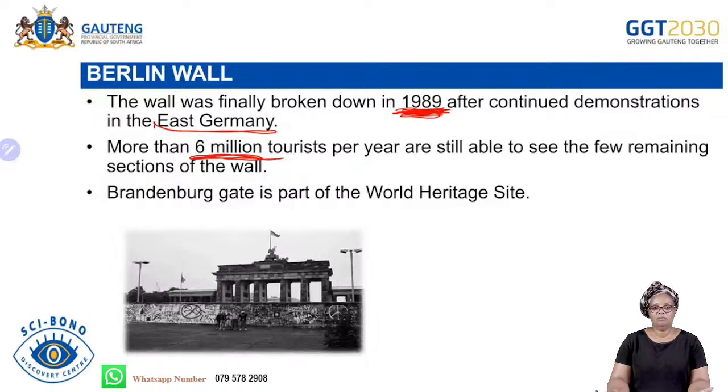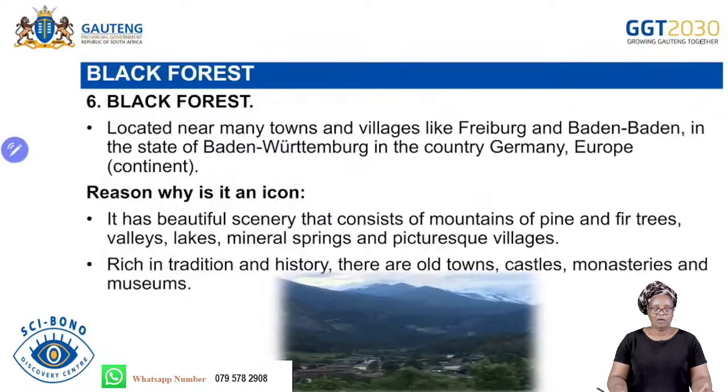As a grade 12 learner, you need to know what type of tourists, you've done this last week, what type of tourists will visit this icon. For each icon, remember to know what type of tourists will visit this. We've talked about this, and we know that the Brandenburg Gate is part of the World Heritage Site. Let's look at number 6.